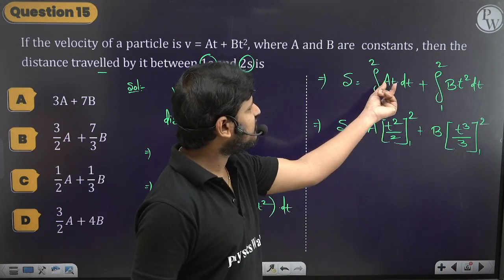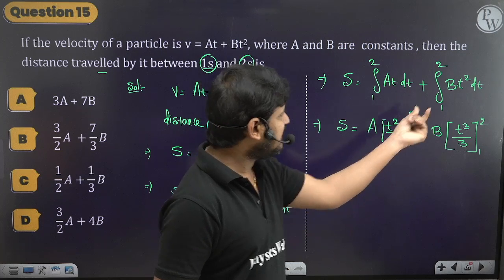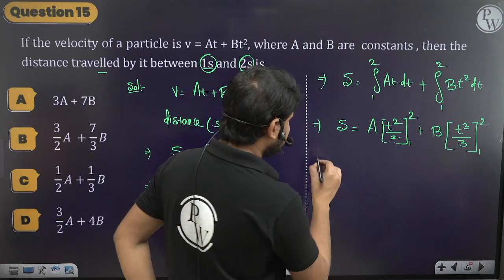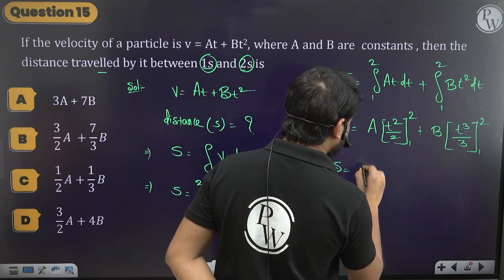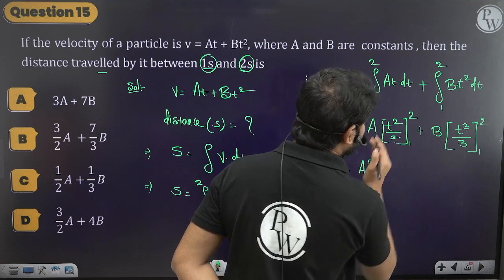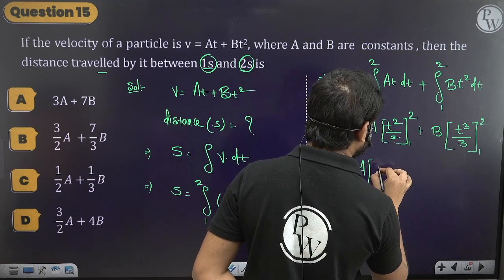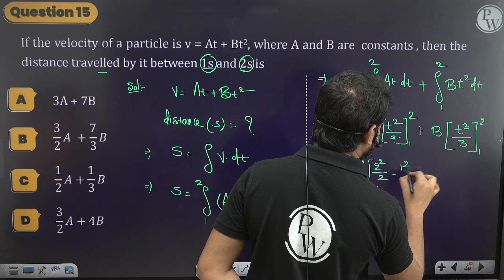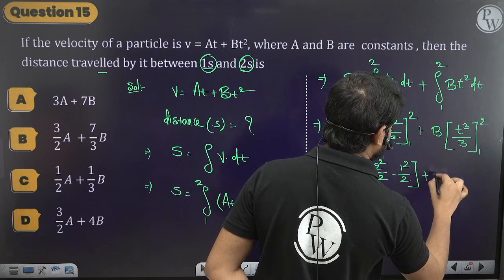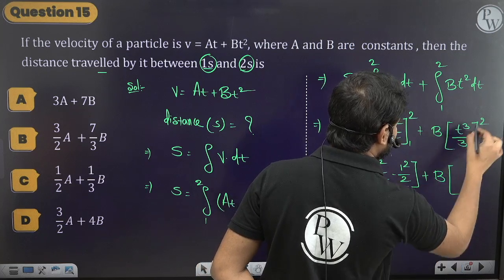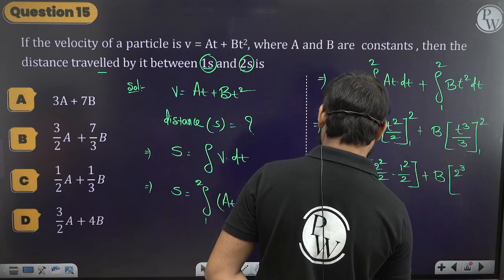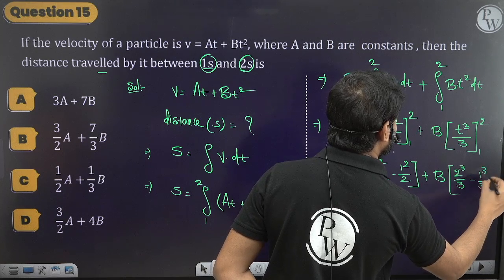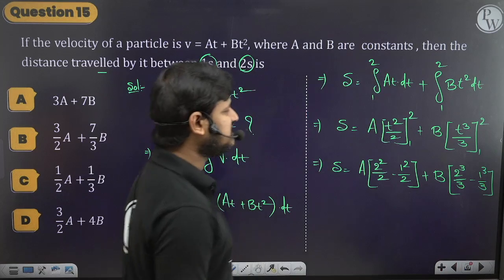That is, t to the power 1+1 divided by 1+1, and t to the power 2+1 divided by 2+1 in the denominator. Now s is equal to a times, substituting the upper limit minus the lower limit, 2²/2 minus 1²/2, plus b times 2³/3 minus 1³/3.